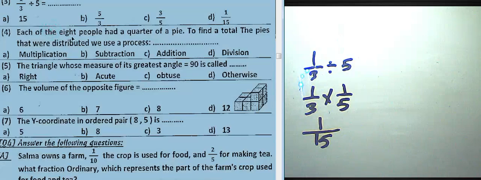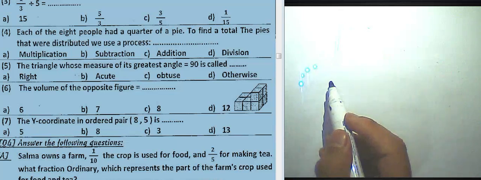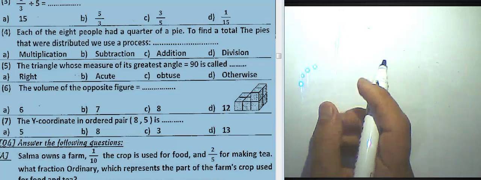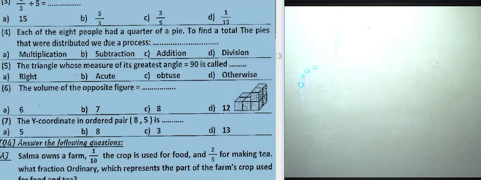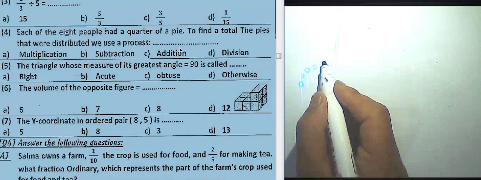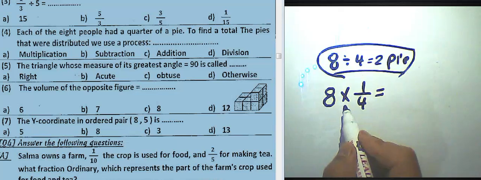Each of 8 people had a quarter of B. To find the total of the B's that were distributed, we must use division because we have 4. Look here: if the 8 people had a quarter B, then 8 multiplied by 4.